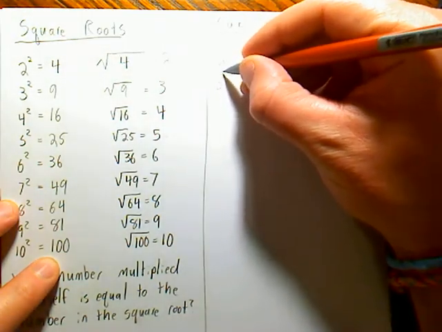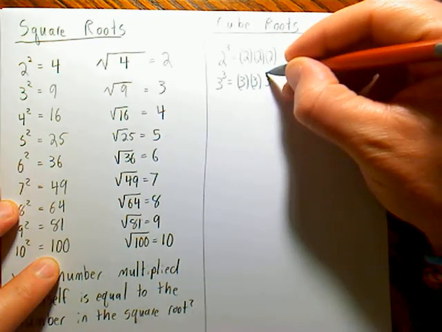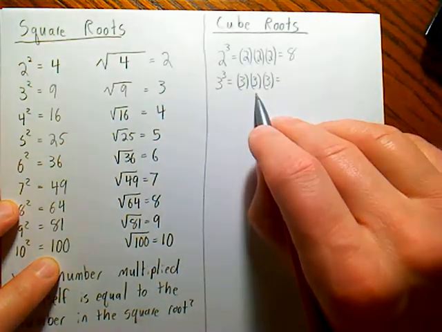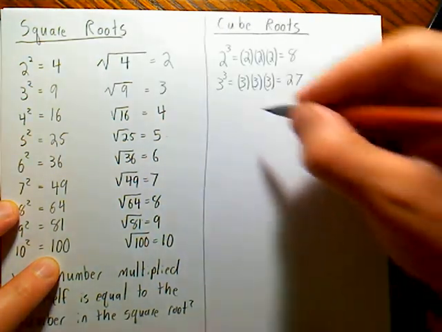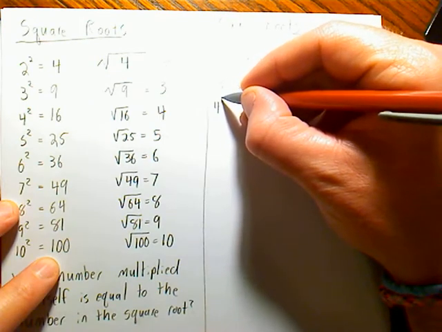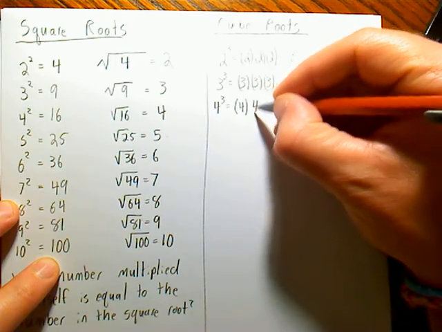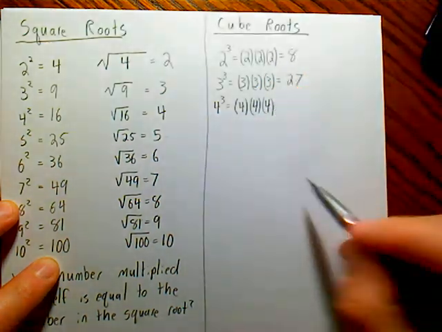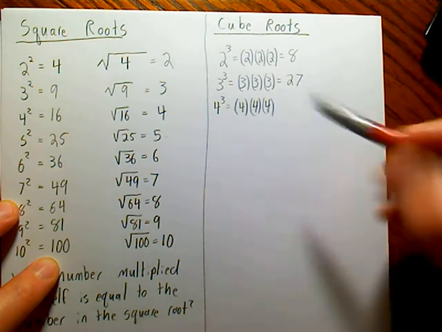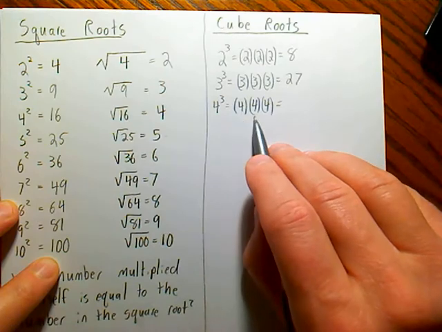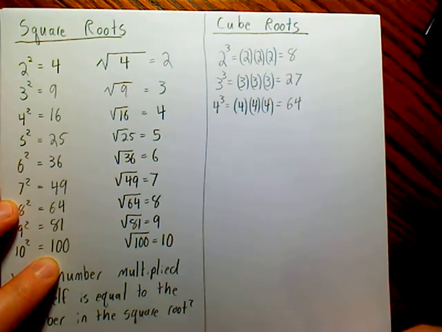Let's do a few more. 3 cubed. 3 times 3 times 3. 3 times 3 is 9, times 3 is 27. So 3 cubed is 27. 4 cubed is 4 times 4 times 4. Remember, it's 4 multiplied by itself 3 times. 1, 2, 3. 4 times 4 is 16. Times 4, that is going to be 64.